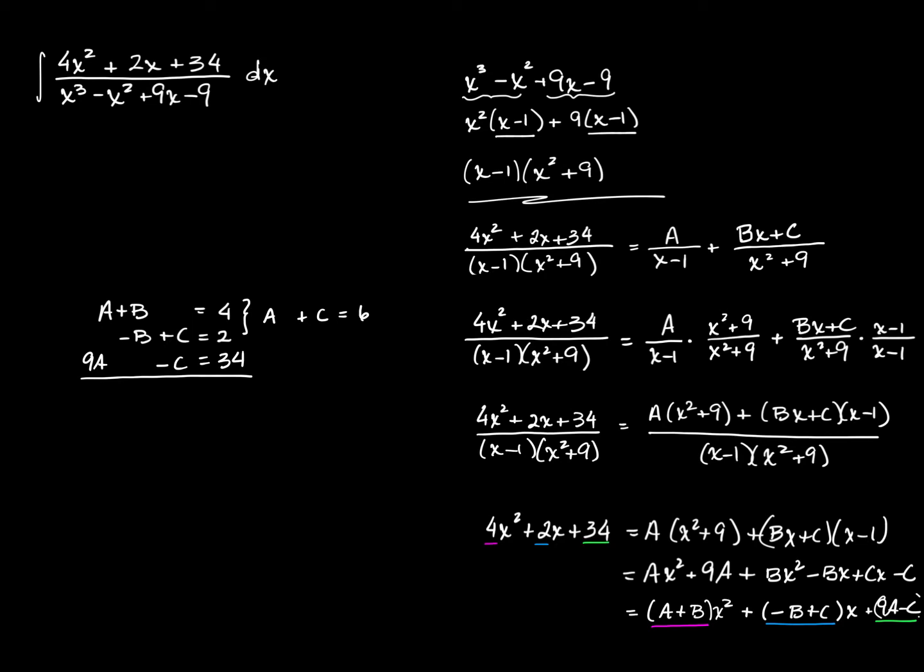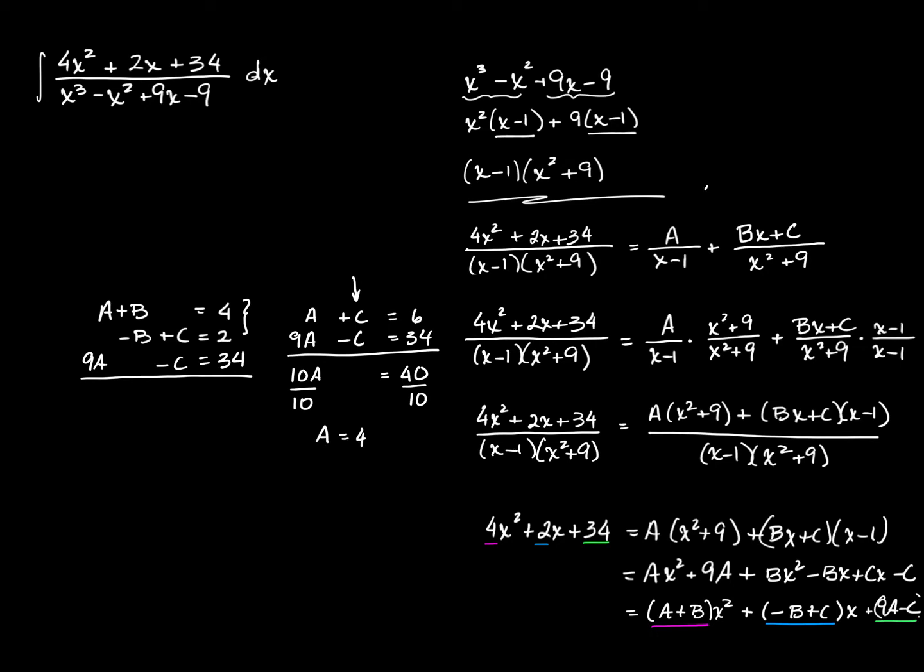That's probably not the best place to put that. Let me just rewrite it. a plus b minus b plus c equals 4 plus 2. And the 3rd equation, 9a minus c equals 34. And those are set up for a term to cancel. So I'll just add these together. I get 10a equals 40. And solving for a, if I divide both sides by 10, I get a equals 4.